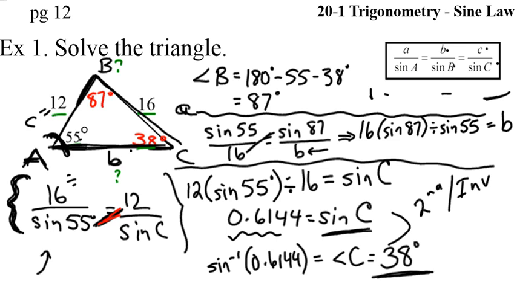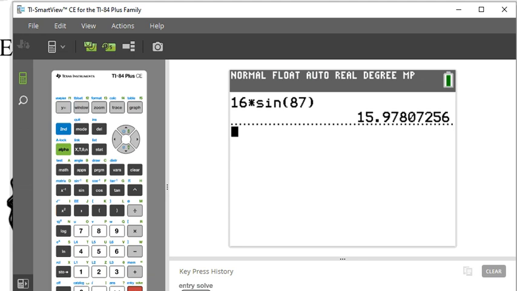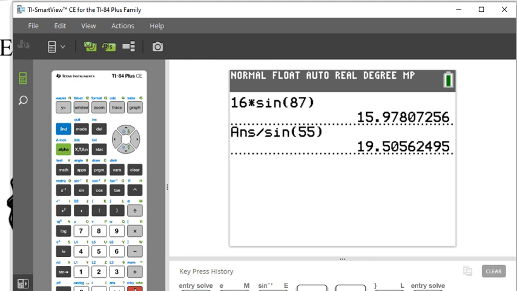So 16 times sine 87 divided by sine 55. Let's see what that works out to be. 16 times sine 87. And then we divide by sine 55. I always, myself, don't like to punch everything in at once. I like to break it into steps to make sure I don't punch too much in incorrectly or that the calculator does do order of ops the way I want it to.